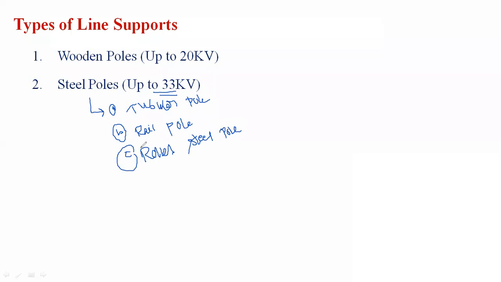What are the drawbacks in the wooden pole that are overcome in the steel pole? Again, the steel poles are classified into 3 types. One is the tubular pole, the rail pole, and another one is the rolled steel pole. Here the steel pole is used up to 33 kV, for both transmission as well as distribution purposes. For the distribution side, the height of the steel pole is 9 to 11 meters.